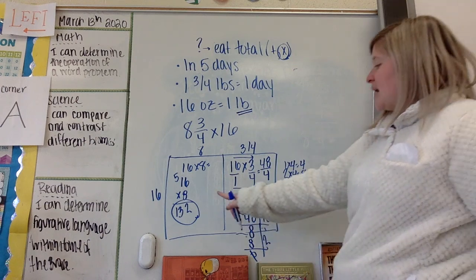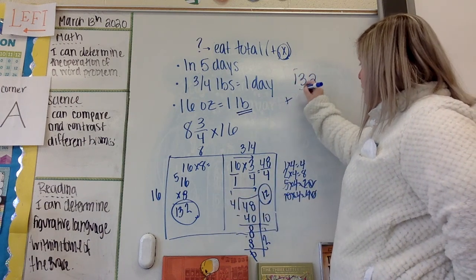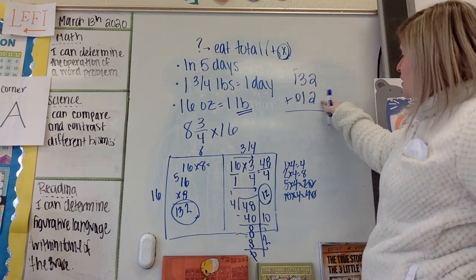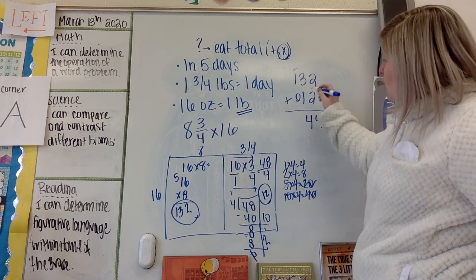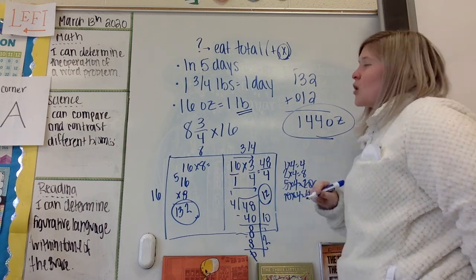So now we're almost done. We're going to take our two answers, which is 132 plus 12, and add them together. 2 plus 2 is 4. 1 plus 3 is 4. 1 plus 0 is 1. So it equals 144 ounces.